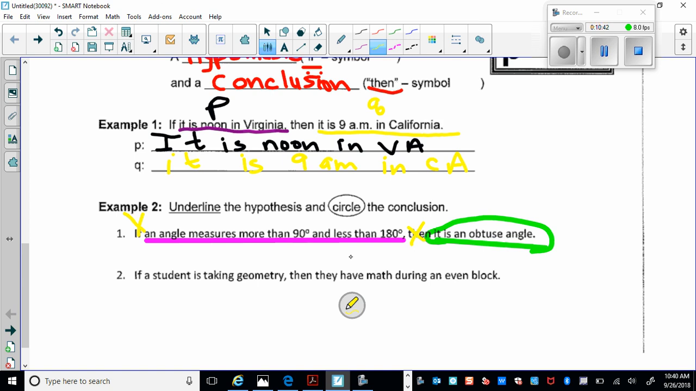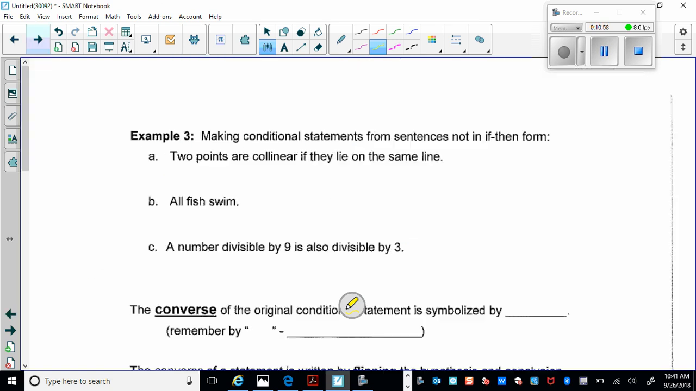Okay, what's the hypothesis? An angle measure more than 90 degrees and less than 180 is the hypothesis. Conclusion, oh, it's an obtuse angle is your conclusion. Okay, so I want you guys to try number 2, underline the hypothesis and the conclusion, and we'll go over it in class, next class.